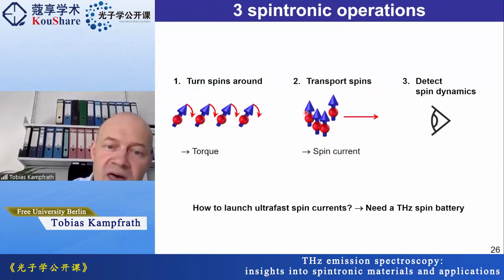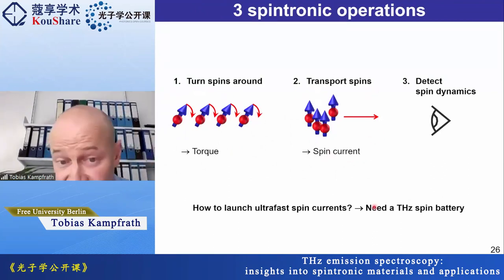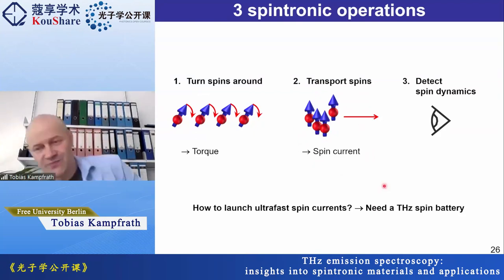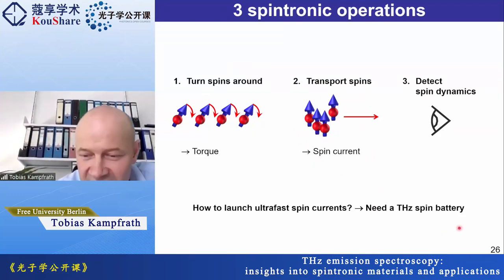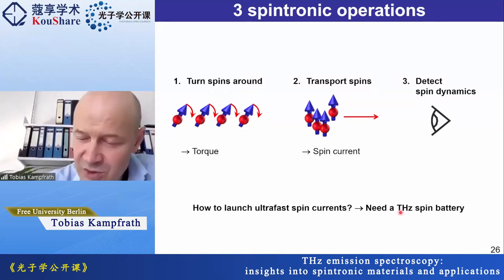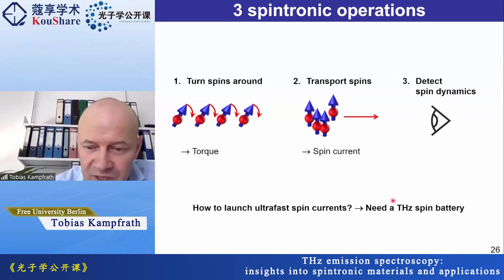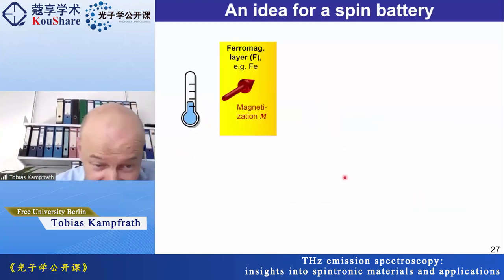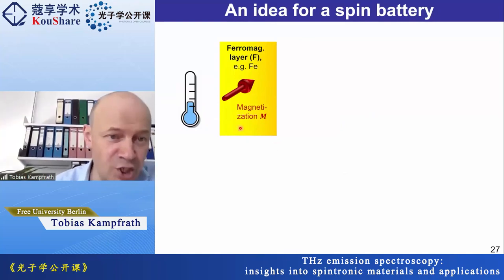But the question is now, can we also study spin transport by means of terahertz emission spectroscopy? And well, first we would need a method to induce such spin transport, such spin currents. So how can we do this? What would be nice to have is something like a spin battery, not a battery for electrical charge currents, but rather a battery for terahertz spins. And one idea for such a spin battery is shown here.